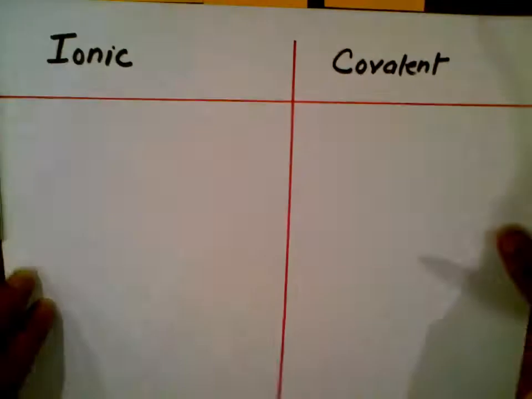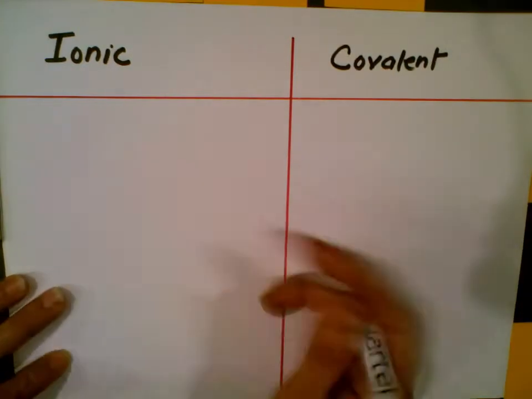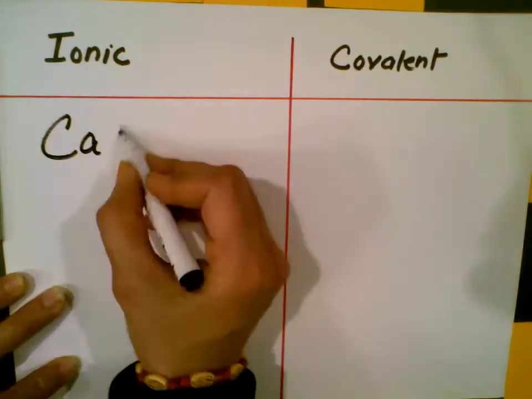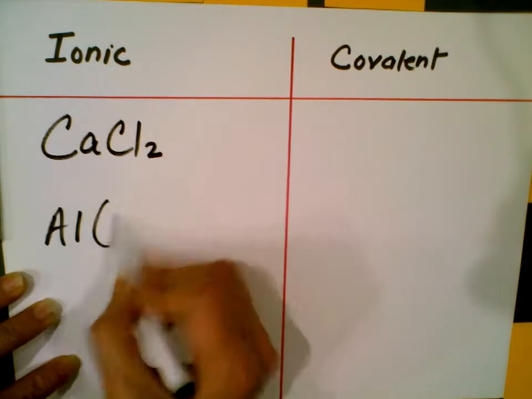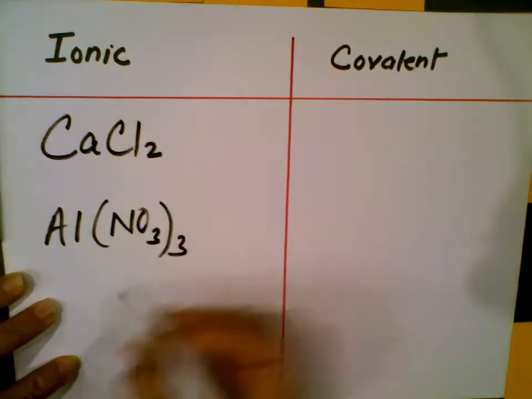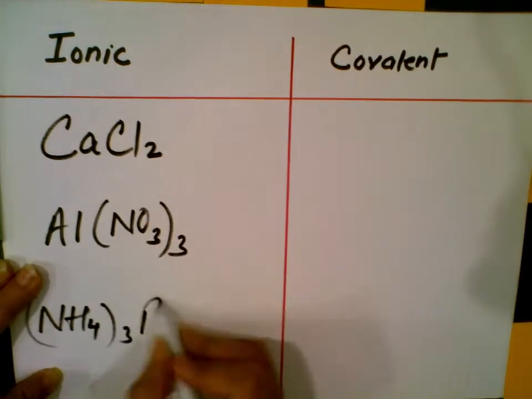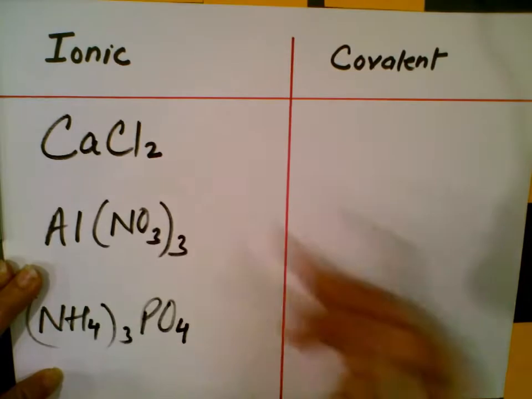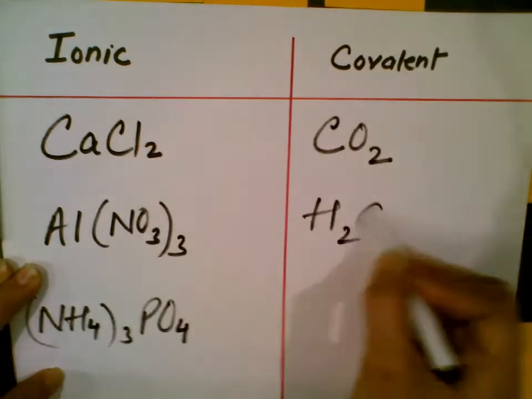So let's start with just a quick comparison of ionic and covalent. Let's take CaCl2 on this side, AlNO3, and one more example. Okay, so this side, and let's write on this side just to compare.